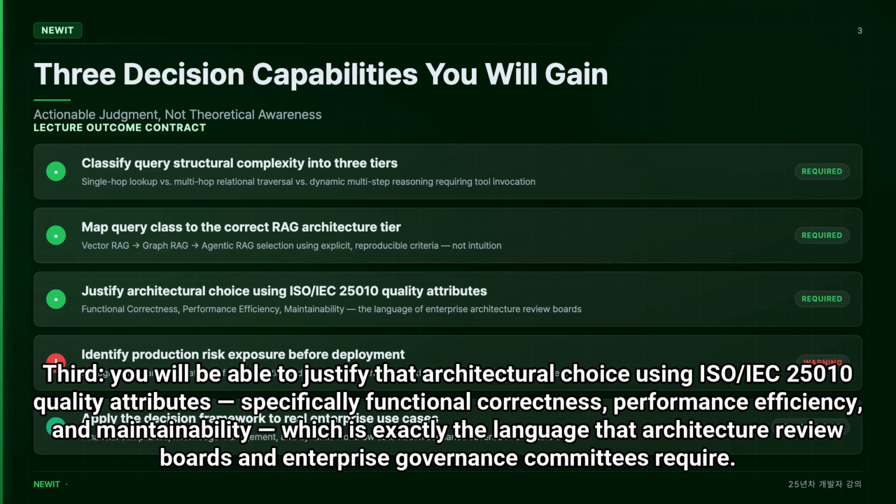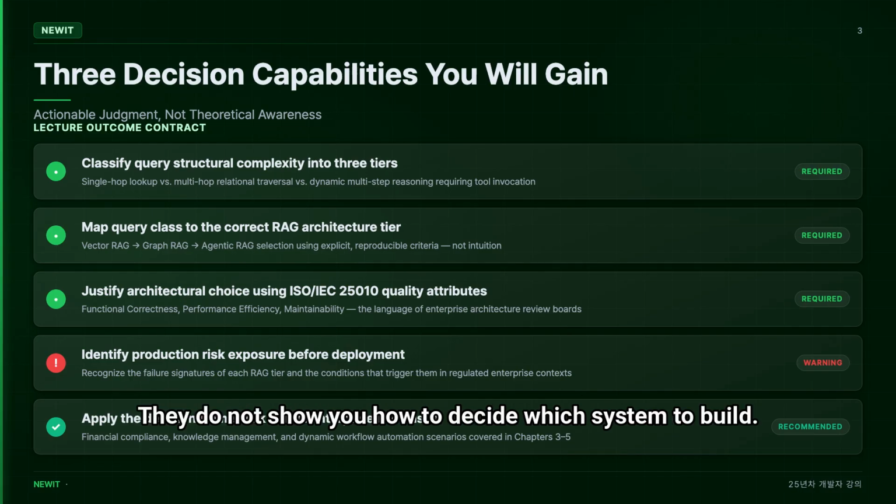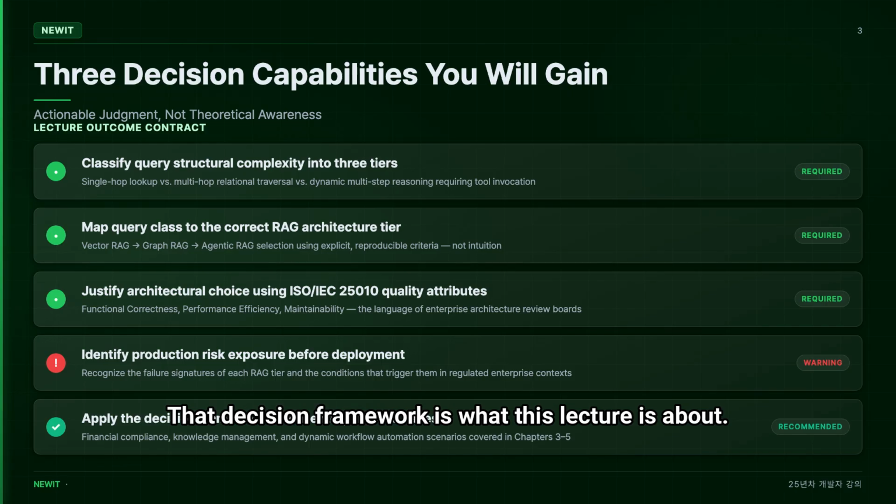Third, you will be able to justify that architectural choice using ISO IEC synchronous quality attributes, specifically functional correctness, performance efficiency, and maintainability, which is exactly the language that architecture review boards and enterprise governance committees require. This is the gap that most RAG tutorials leave open. They show you how to build each system. They do not show you how to decide which system to build. That decision framework is what this lecture is about.